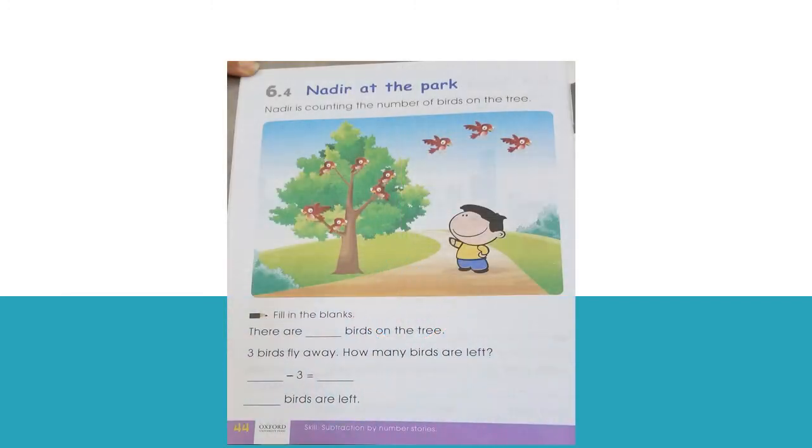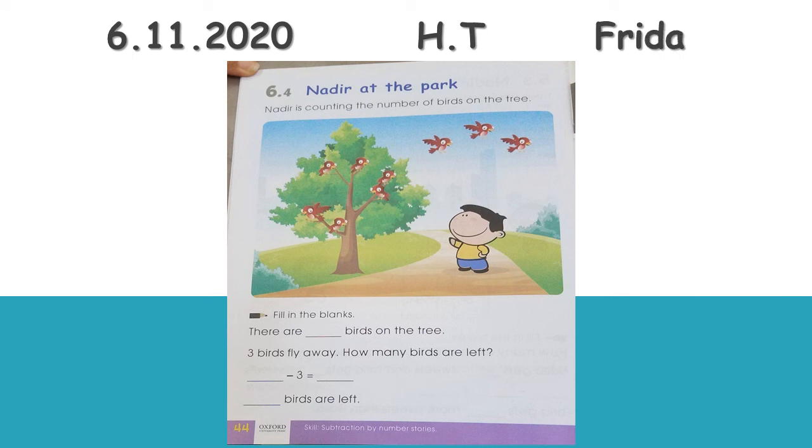The last page of this book, page number 44. Look at this page. Just turn your page. Page number 44, Nadir at the park. Where is he? At the park. But before doing this page, what you have to do, you will write the same date: 6.11.2020, space, h.t again, space, and the day is Friday. Write down the same date on top of the page here. Write in a straight line please with proper spacing. Then Nadir at the park.